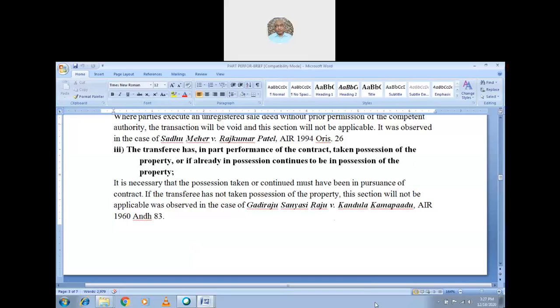So, how do you pronounce this? Kamapadu. Yes, sir. Kamapadu.